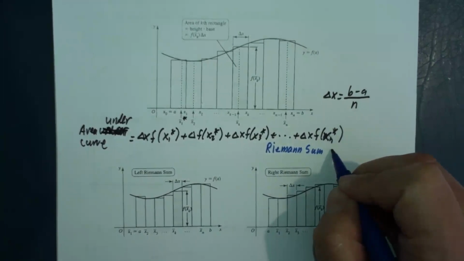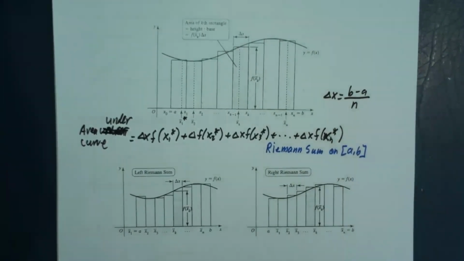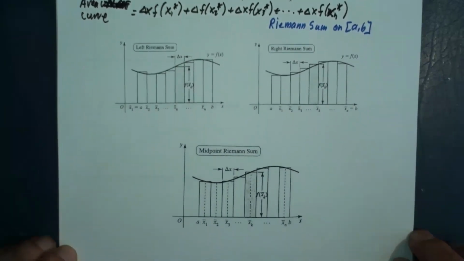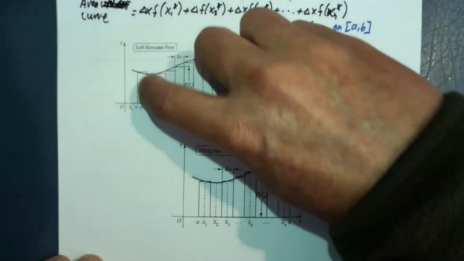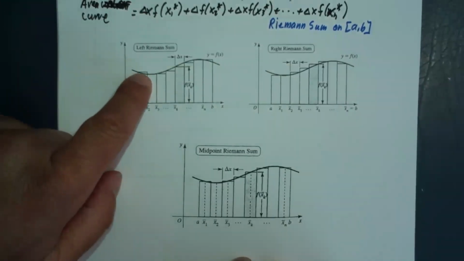This is a Riemann sum on [a, b], starting with a, ending with b. Now, there's a couple of different rectangles that we can do. We can have a left Riemann sum, meaning we're using f of x at the left part of it. And you can see in this case, we're getting a little too much.